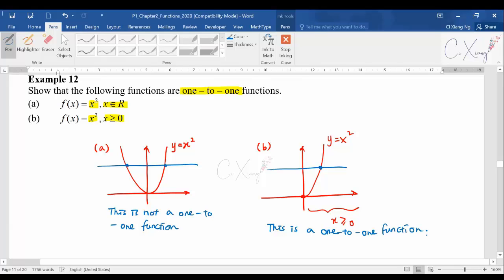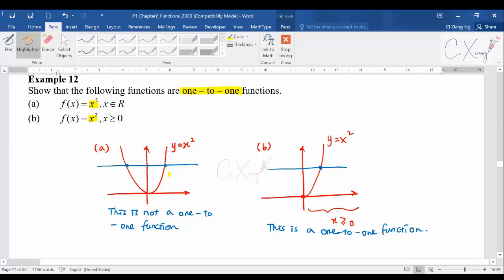Okay, so that means later, when they want you to find the inverse function, although both have the same expression here, only this one you can give the inverse function answer. This one you cannot give the inverse function answer because it is not a one-to-one function.